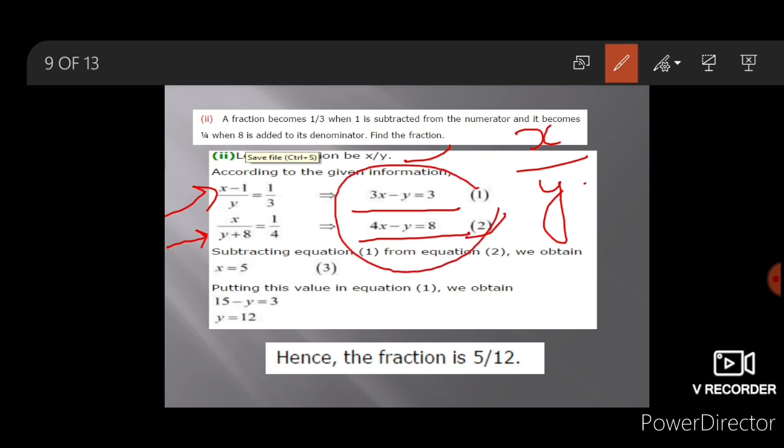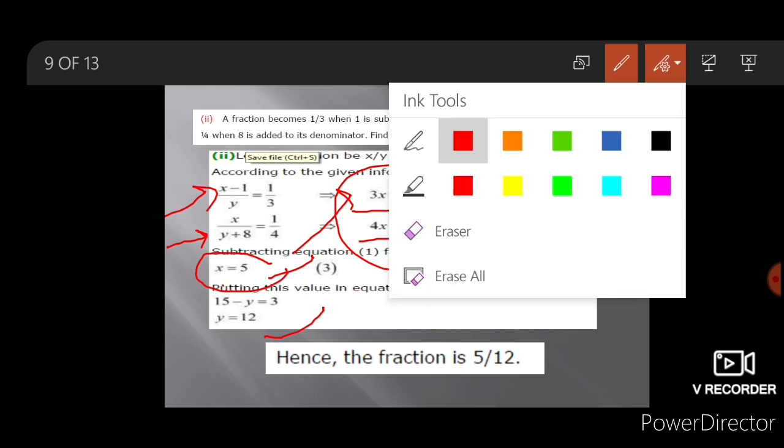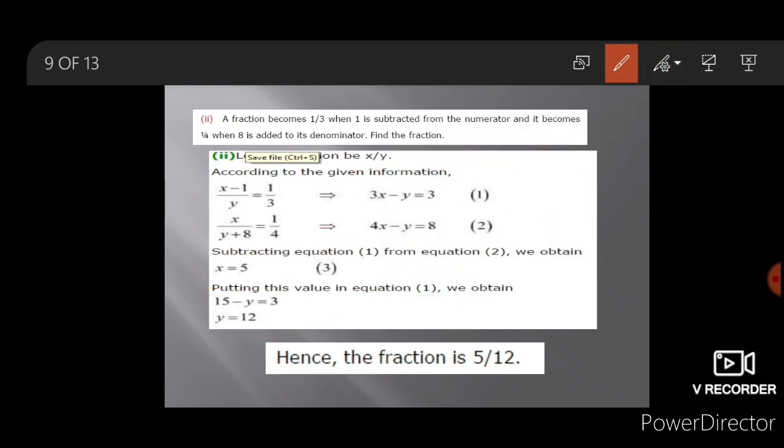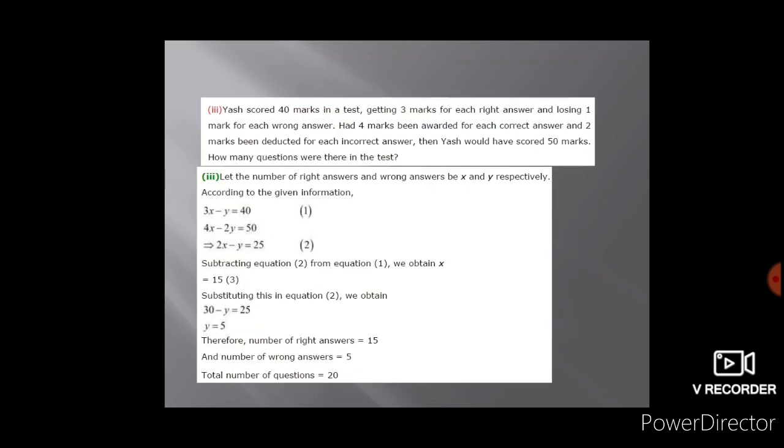Now we have these two equations and we can solve them by any of the above methods. Here the coefficient of y is the same, so we use the elimination method to solve it. By subtracting the equations, we get x is equal to 5. Now put the value of x equal to 5 in any of the above equations, and we get the value of y. In this way we get the values of x and y. But our question is, what is the fraction? So the fraction is x upon y. So the fraction is 5 by 12, which is our answer.